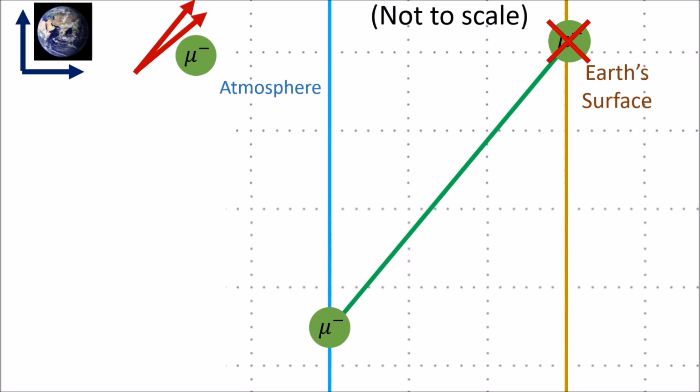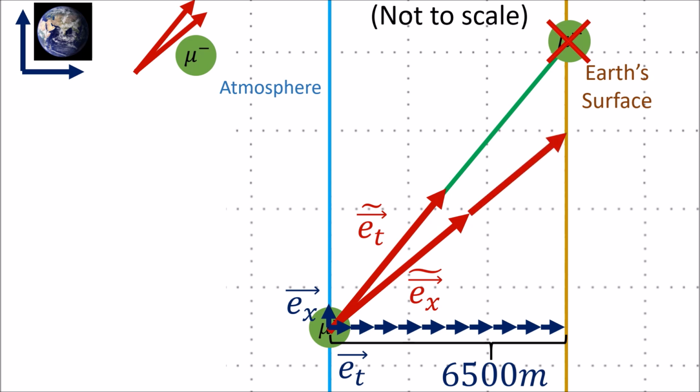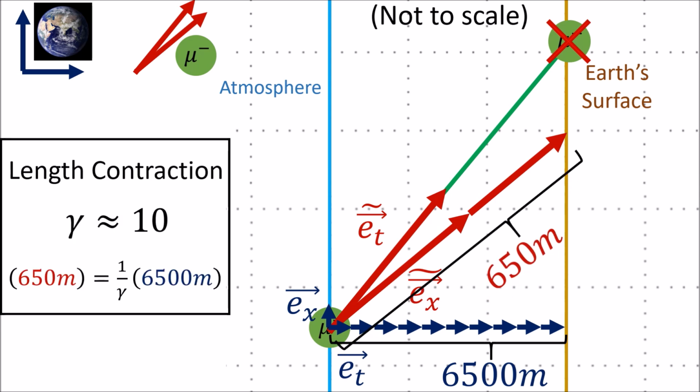Now let's measure the distance between the atmosphere and the Earth's surface. In the Earth's frame, this distance requires a lot of position vectors to cross. It is very large, about 6.5 kilometers. But in the frame of the muon, this distance is contracted, since the muon thinks that the Earth is moving. We only need a couple of the muon's position vectors to cross it, so this distance is only about 650 meters.